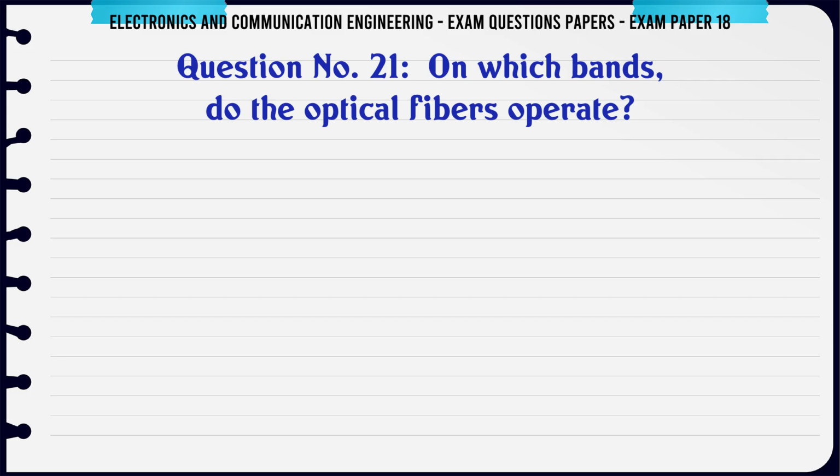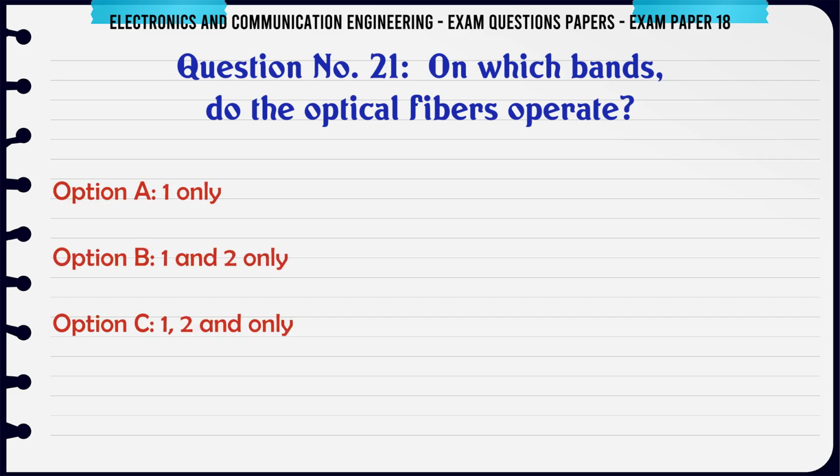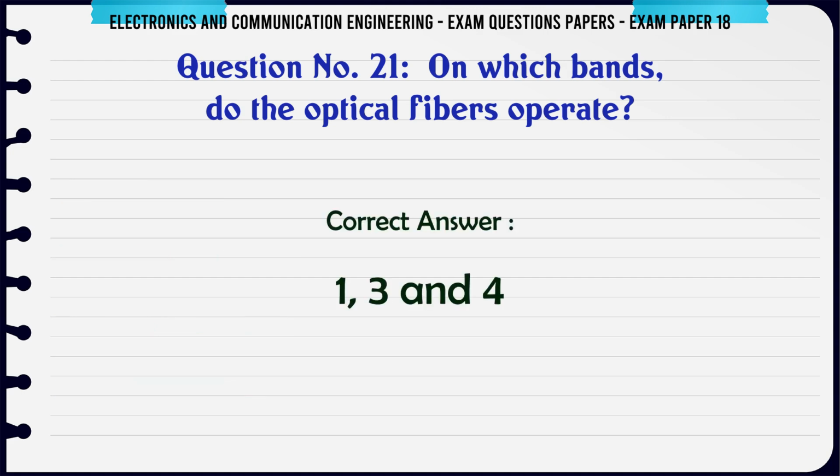On which bands do the optical fibers operate? A. 1 only. B. 1 and 2 only. C. 1, 2 and 3 only. D. 1, 3 and 4. The correct answer is 1, 3 and 4.